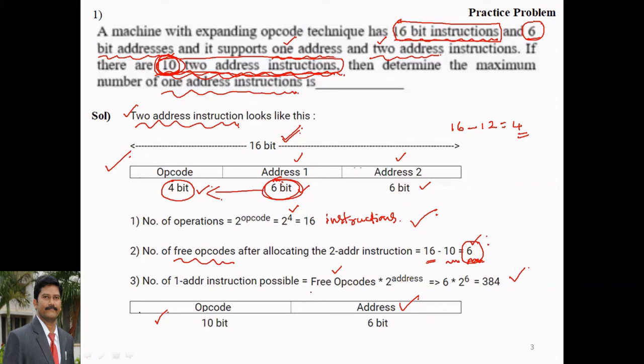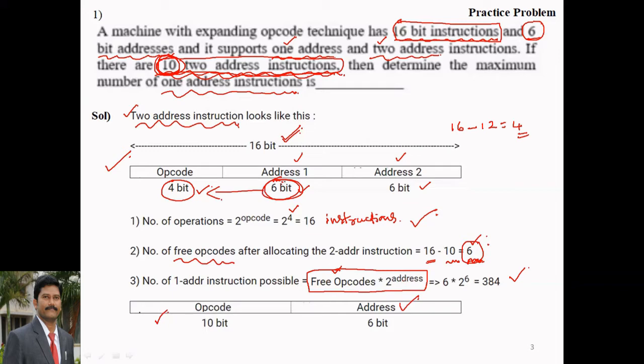The only thing you need to remember is that the number of one address instructions possible in the expanding opcode technique is free opcodes times 2 power the number of address bits by which the opcode is expanded.